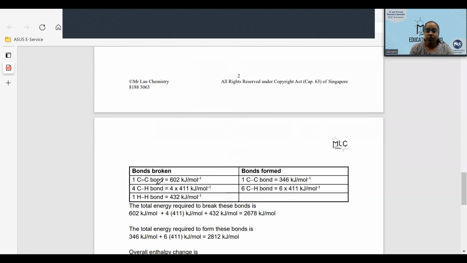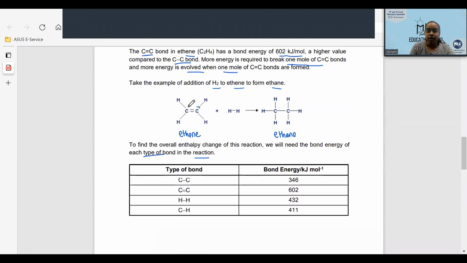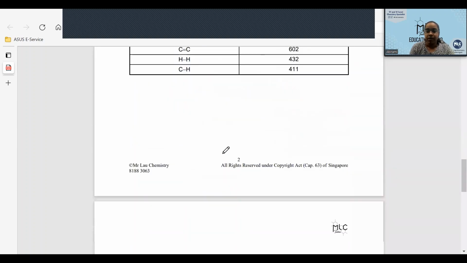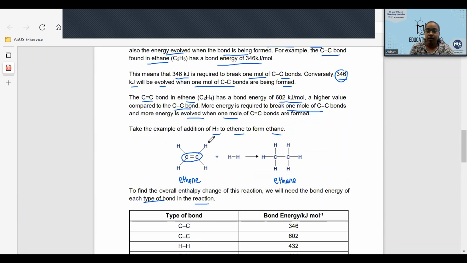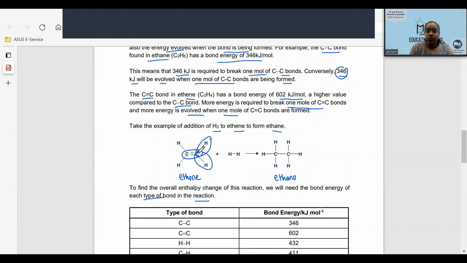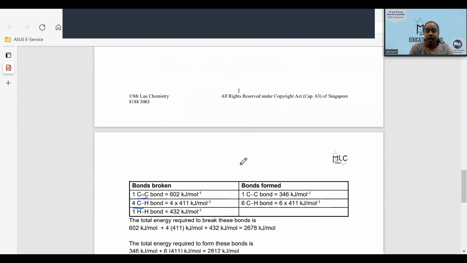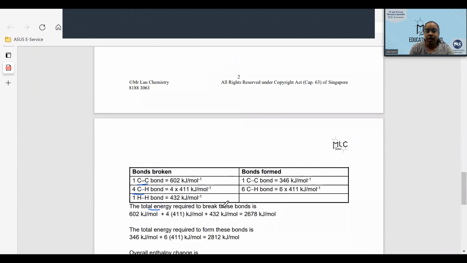Looking at the bonds broken, there's only one C=C double bond that's being broken, which is the one that's circled. Then there are 4 C-H single bonds: 1, 2, 3, and 4. Lastly, there's one H-H single bond that's being broken. Thus, the total energy required to break these bonds is the sum of these numbers, which gives you 2,678 kilojoules per mole.